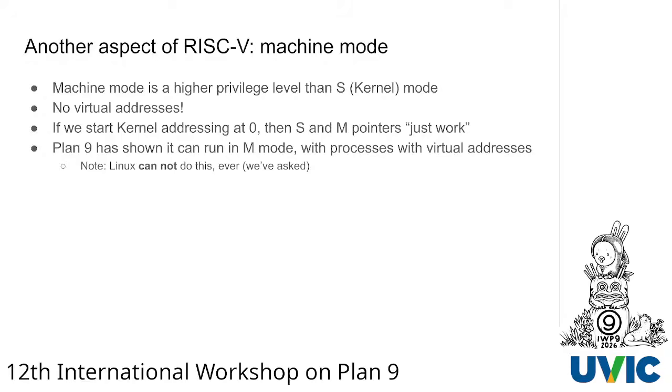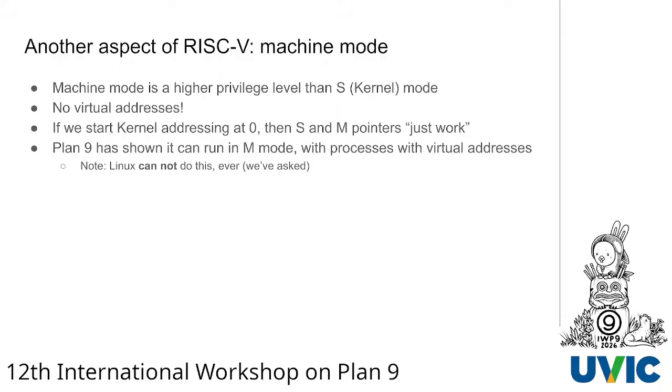Now, there's a really, really nice aspect of RISC-V that gives us a lot of really neat options. There's a higher privilege level mode than kernel mode called machine mode. In machine mode, there is no virtual addressing. So if you think about what an 8008 would look like if it were 64 bits, that's machine mode. And you can do things in machine mode and put privileges in machine mode that sort of allow you to avoid having the kernel do too many bad things, right? If we were to start kernel addressing at 0, then the pointers are interchangeable between those two modes.